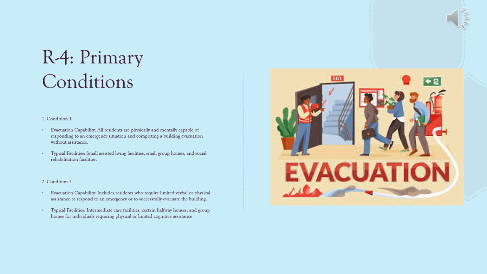These conditions need to be looked at very closely, and they have primarily to do with how a person can maintain self-preservation and evacuation. So in R4, Condition 1, or evacuation capability, all residents are physically and mentally capable of responding to an emergency situation and completing a building evacuation without assistance. And Condition 2 includes residents who require limited verbal or physical assistance to respond to an emergency. So it all has to do with response and proper evacuation.